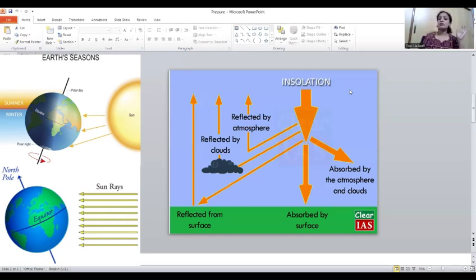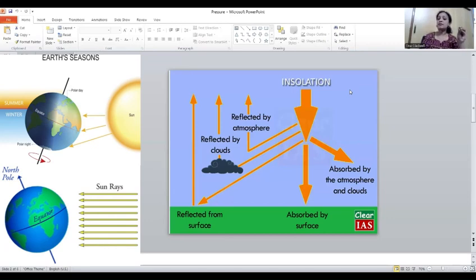What we should understand is that the air which is very close to the Earth's surface gets heated first, and gradually heat is transferred to the upper layers also. This whole process of transfer of heat is called conduction.